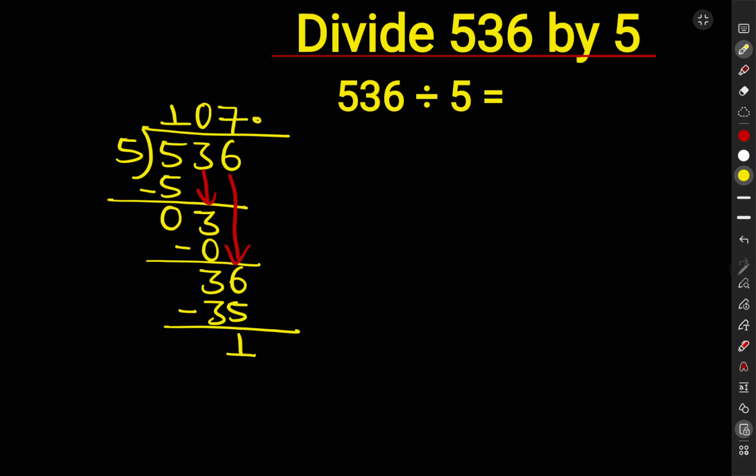So we take a decimal here so that we can put zero. So it is 10 and 5 times 2 is 10. On subtracting we get zero. So 536 divided by 5 is 107.2.